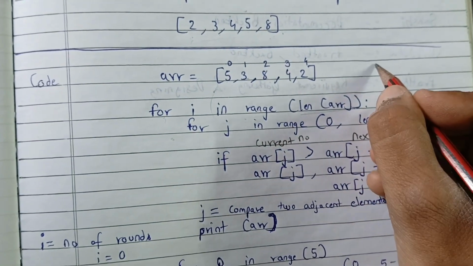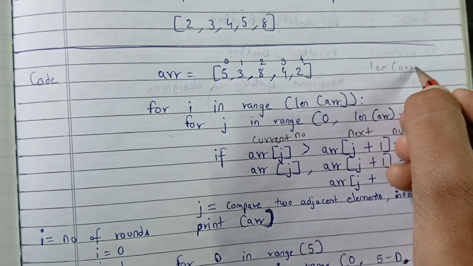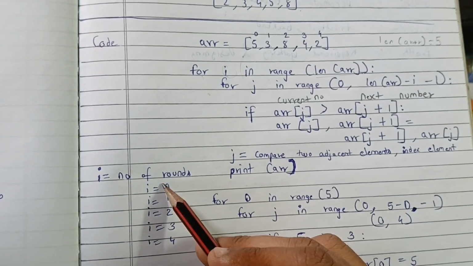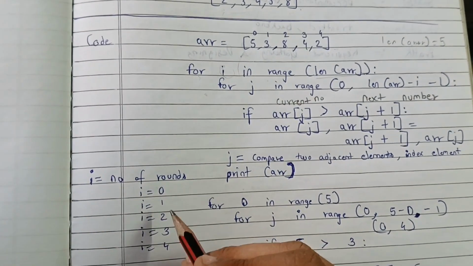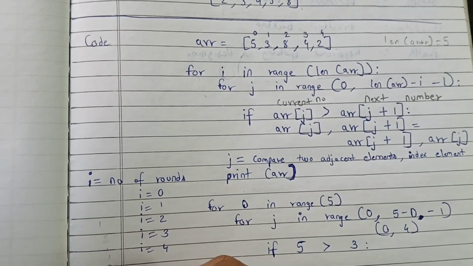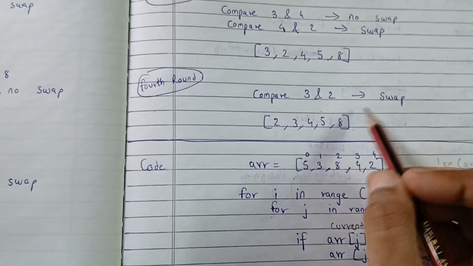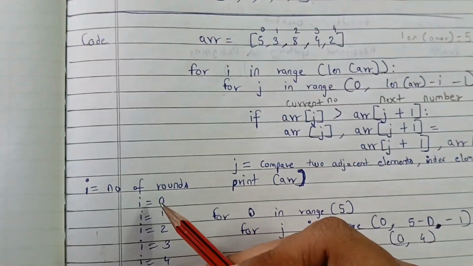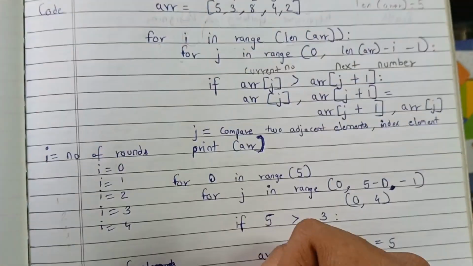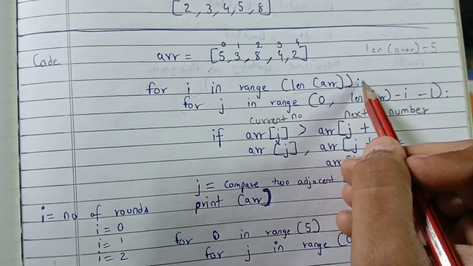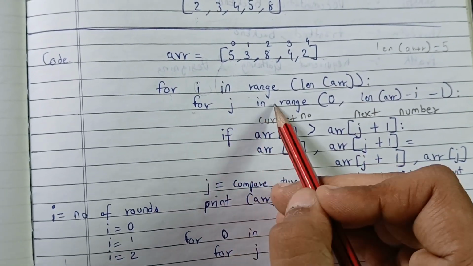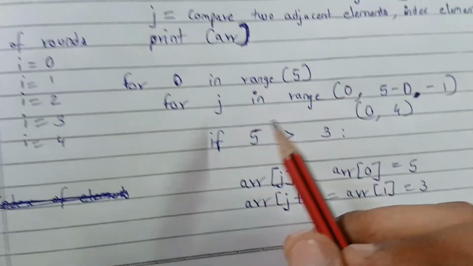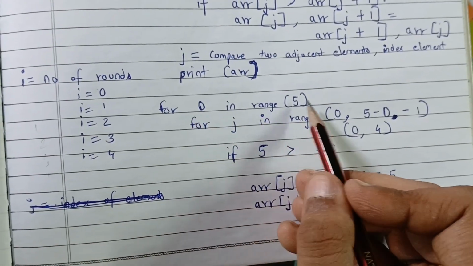How many elements are there? 1, 2, 3, 4, 5. So the length of the array will be 5. i is nothing but the number of rounds, as we have seen in our example that we have a first round, second round, third round, fourth round, and finally on the fourth round we got our sorted array. So i is nothing but the number of rounds. It starts from 0 and ends with 4. Now we'll see for j in range 0, length of array minus i minus 1.